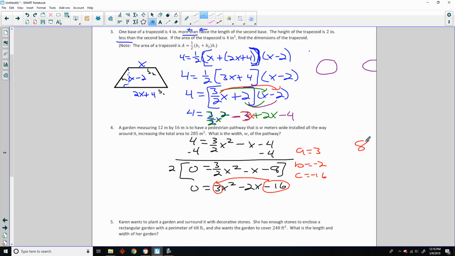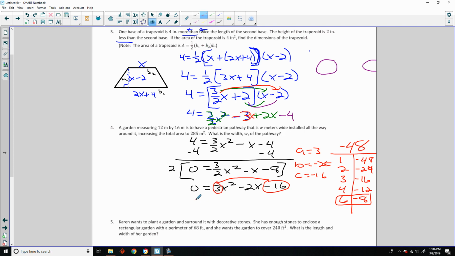3 times 16 is 48. 6 times 3 is 18, carry the 1. 3 times 1 is 3, plus 1 is 4. Positive times a negative is negative. I'm looking for factors of negative 48 that add up to negative 2. 1 times negative 48 adds up to negative 47. 2 times negative 24 adds up to negative 22. 3 times negative 16 adds up to negative 13. 4 times negative 12 adds up to negative 8. 5 will not work. 6 times negative 8 is a negative 48, and that is a difference of negative 2.